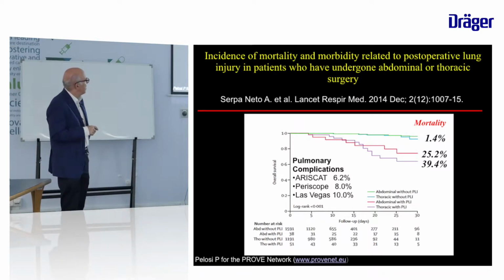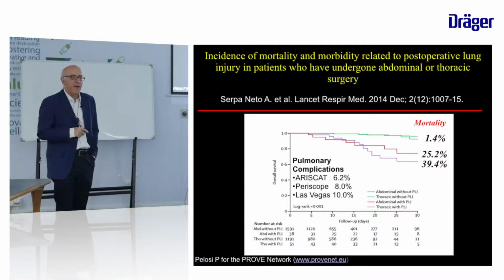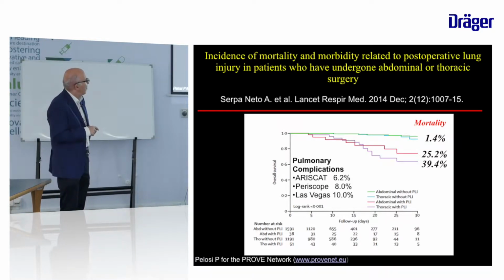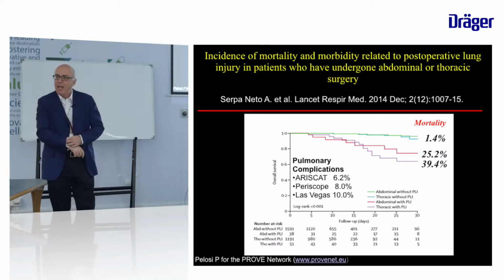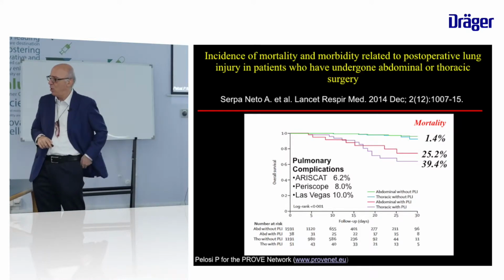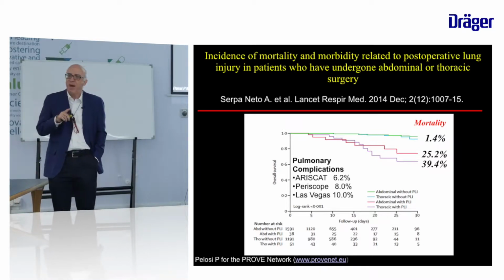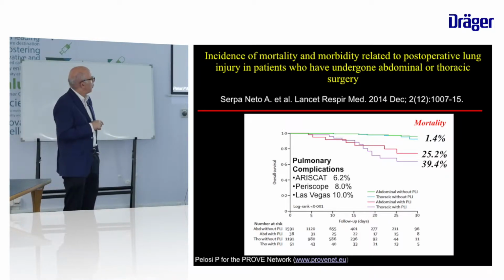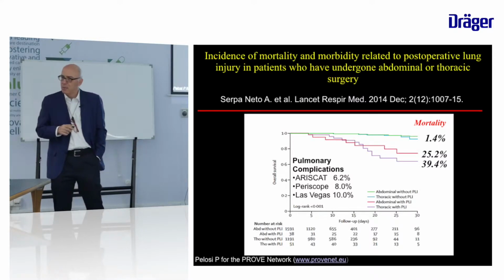You see here in green, patients undergoing abdominal or thoracic surgery without respiratory failure or lung injury after surgery. Mortality at 30 days is around 1.5%. In red, the patients undergoing abdominal surgery who developed respiratory failure, so lung injury, have 25% mortality at 30 days. If you develop lung injury, very high mortality. And thoracic patients who develop lung injury after surgery have mortality at 30 days around 30%. So this is a major issue.